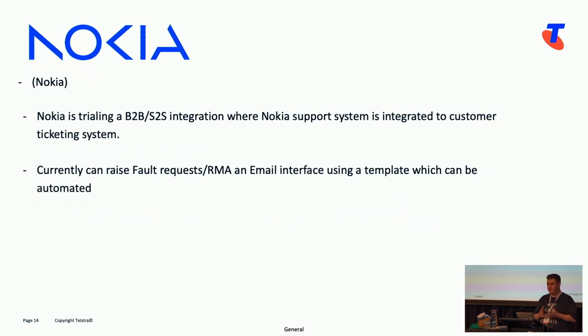Next one's Nokia. Nokia are currently trialling a B2B integration with customer ticketing systems. They have a current system where fault requests can be raised via an API-like email system, and that can be easily automated as the variables are worked out by you and Nokia about what to expect and when to expect it, leading to somewhat automated case creation.